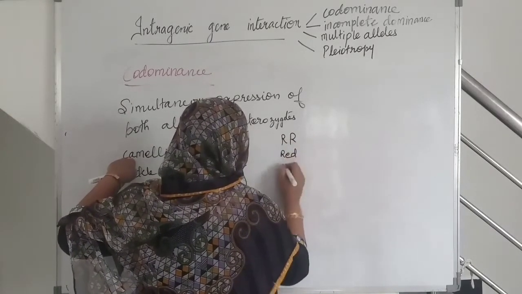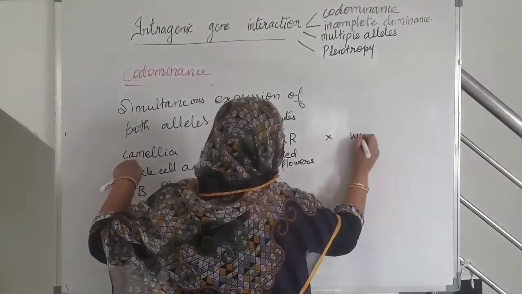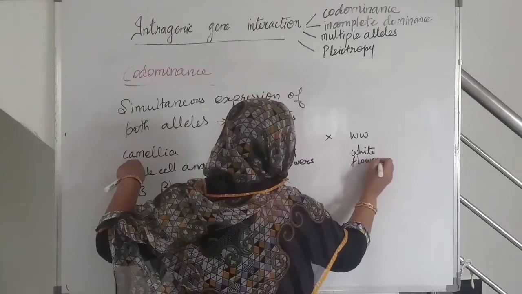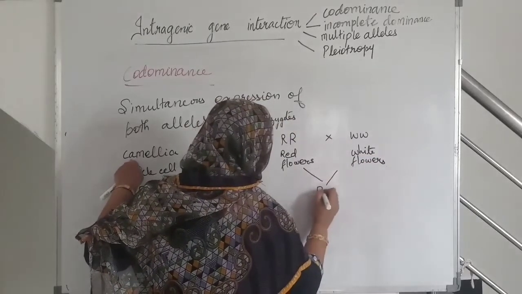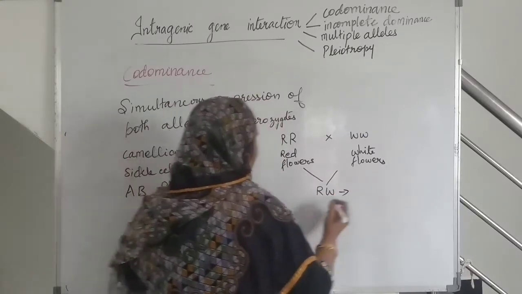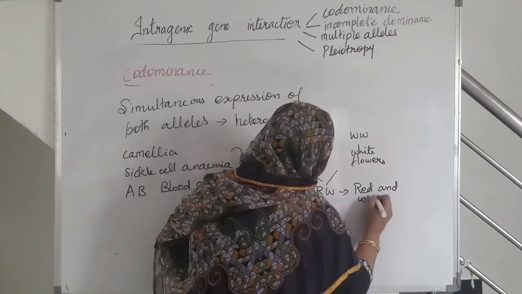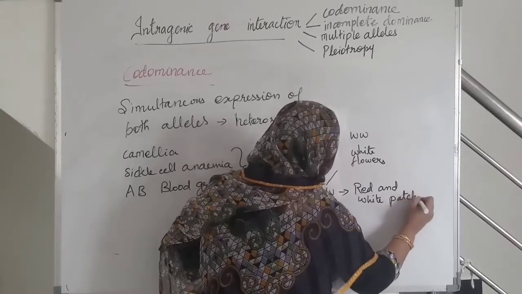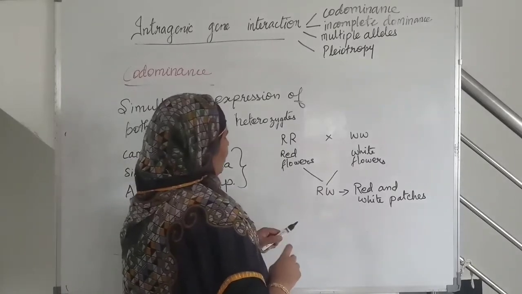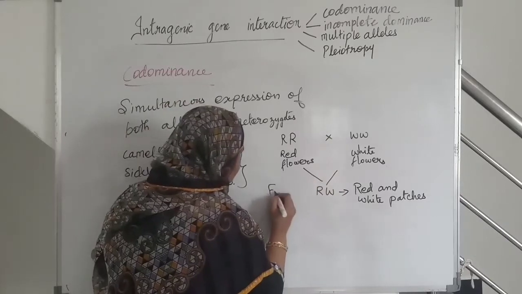RR for red flowers, WW for white flowers. When crossed, RW gives red and white patches. Red and white patches appeared in the flower. Both red color and white color patches are there in the F1 hybrid.